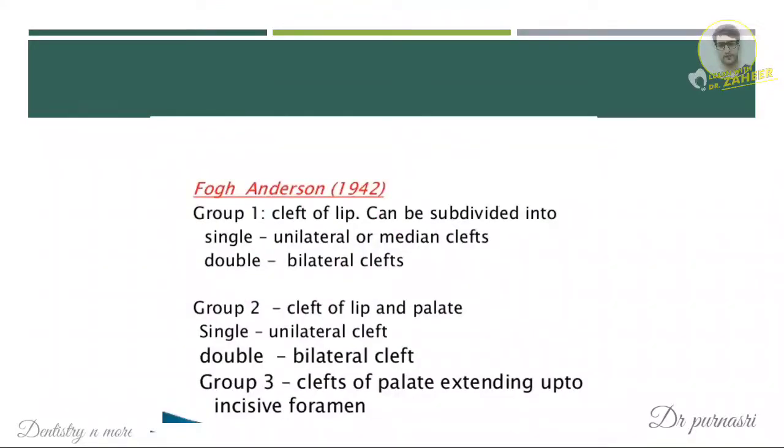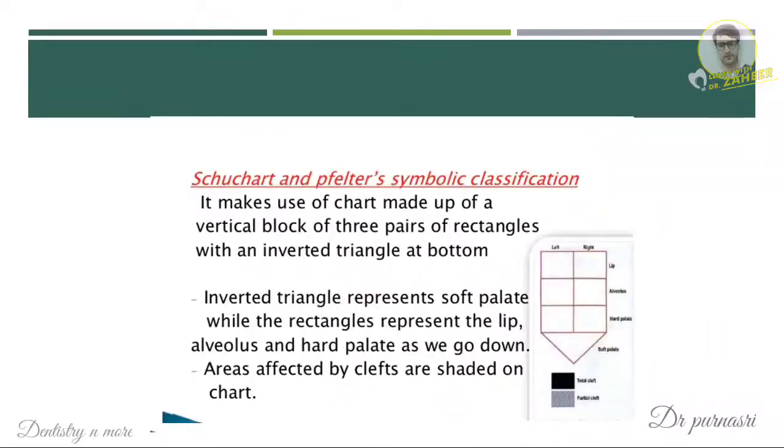Then there is the classification by Fogh-Andersen. Again here there are groups 1, 2, 3, where group 1 is cleft of lip, group 2 is cleft of lip and palate, and group 3 is cleft of palate extending up to the incisive foramen. Then there is the symbolic classification given by Schuchardt and Pfeifer. So this is the symbolic representation.